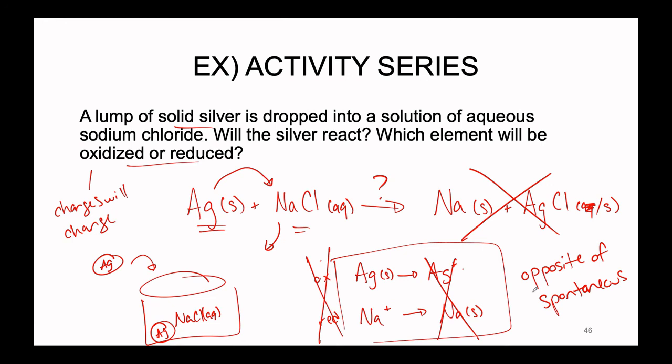And so which element will be oxidized? Which element will be reduced? Neither. Each of these species, again, exists in a stable form and nothing's going to happen. So silver will stay silver, sodium chloride will stay sodium chloride, no reaction occurs. Therefore, there's no reason to write any type of hypothetical or final redox reaction. There's nothing to balance, nothing's going to happen.